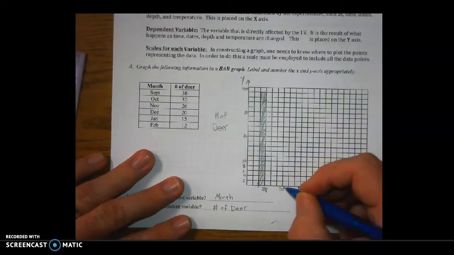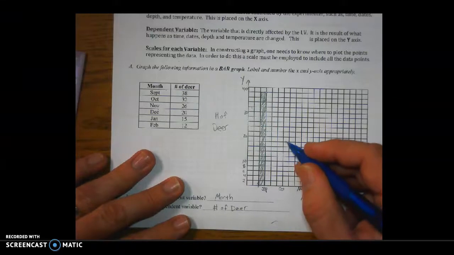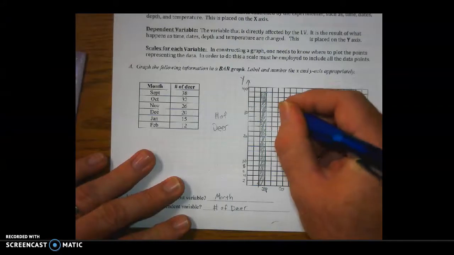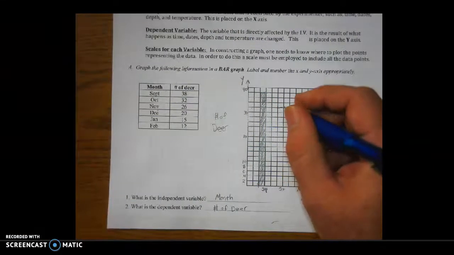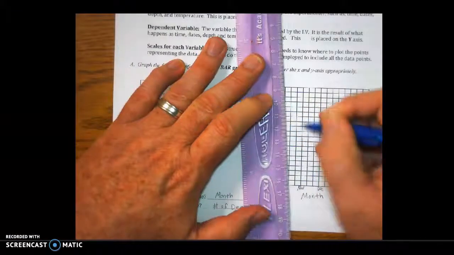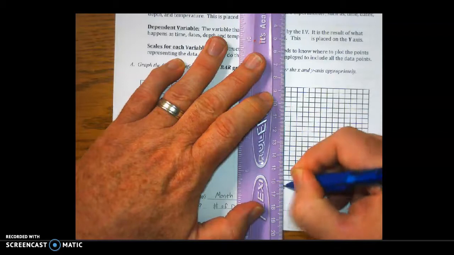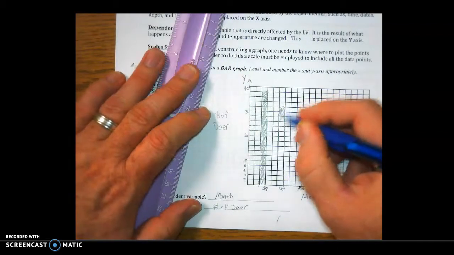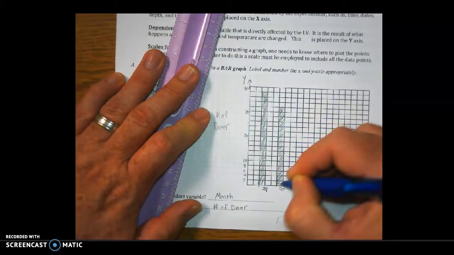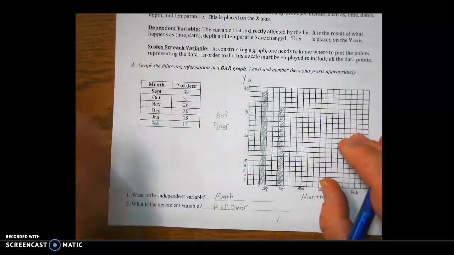October, we're going to go 32. So find your October line. 10, 20, 30, 2. And we'll do the same thing. Draw some nice straight lines. And shade that in. So there's our first 2 bars.